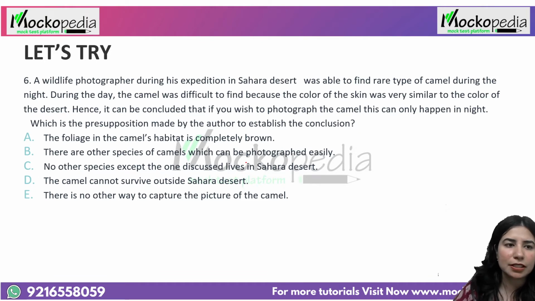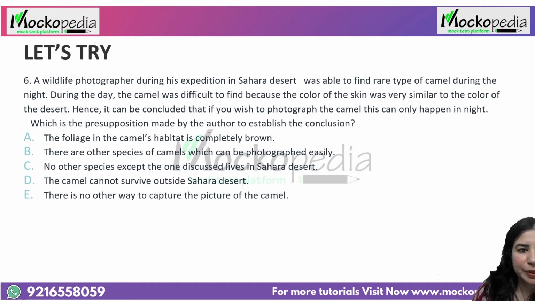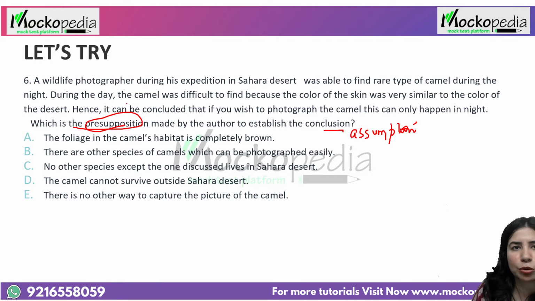So let's discuss this. Which is the presupposition made by the author to establish the conclusion? So clearly it is an assumption question that can be gathered, right? So if you have not noted, please note presupposition is also one way to create a question for assumptions. So let's read the argument. A wildlife photographer during his expedition in Sahara Desert was able to find a rare type of camel during the night, right?